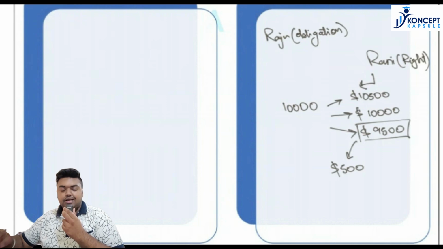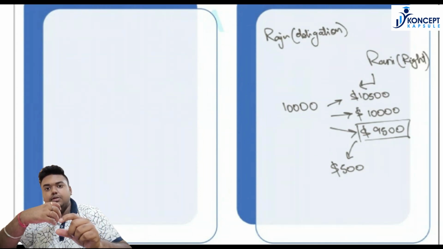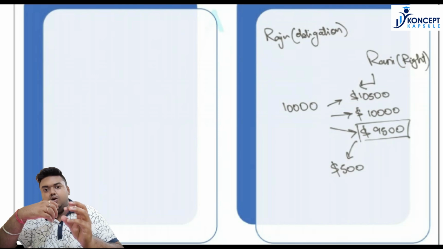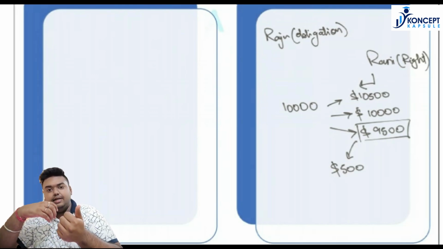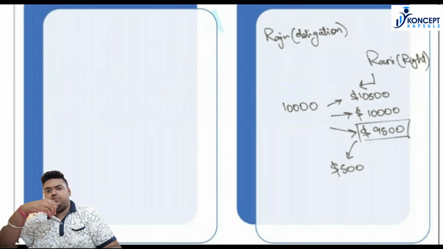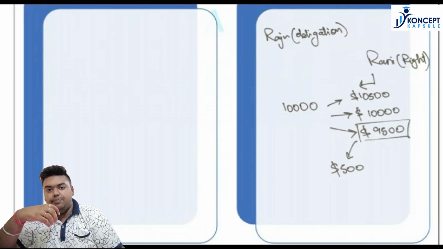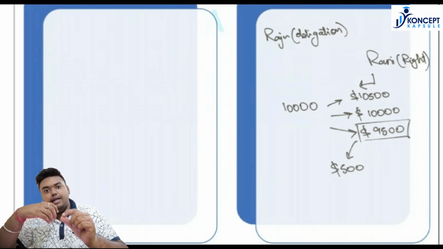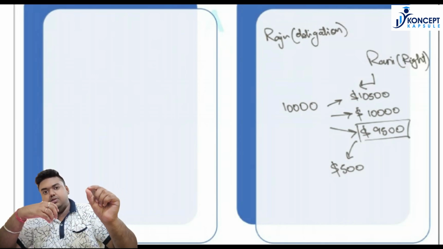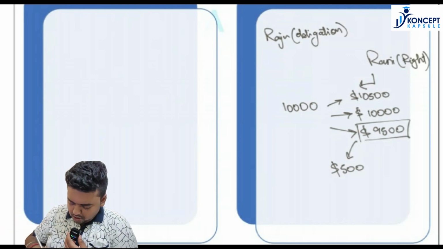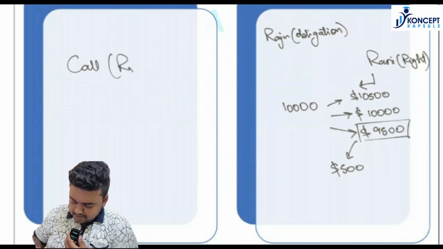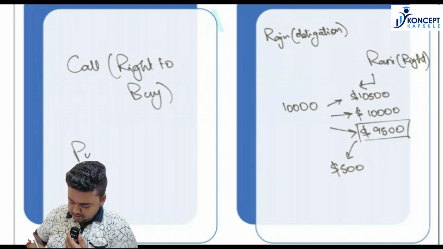which means that depending upon your view about the prices of an asset or a security or any underlying, you can either take a call or you can take a put. When do you take a call? You take a call when you expect the market prices to go up. That is why you take a right to buy. So basically, call is right to buy and put is right to sell.